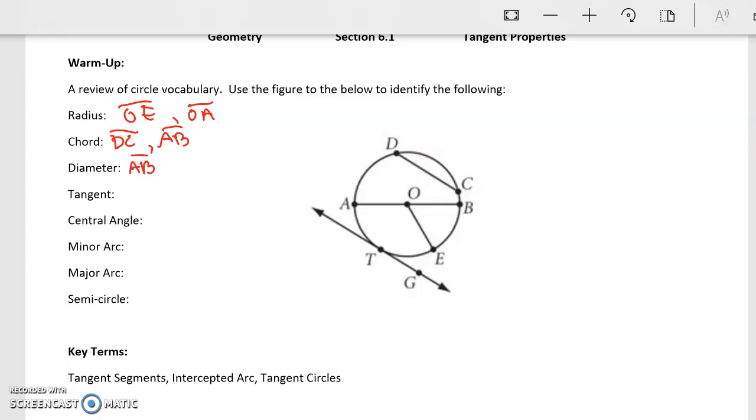A tangent is a line that intersects a circle in one point. So line TG is a tangent, and T is the point of tangency. A central angle is an angle whose vertex is the center of the circle. So for example, angle EOB is a central angle. So is EOA, that is also a central angle.